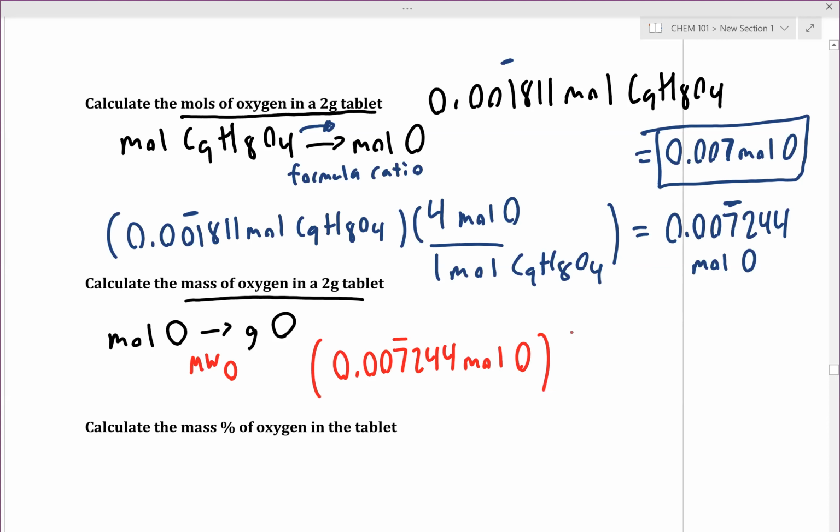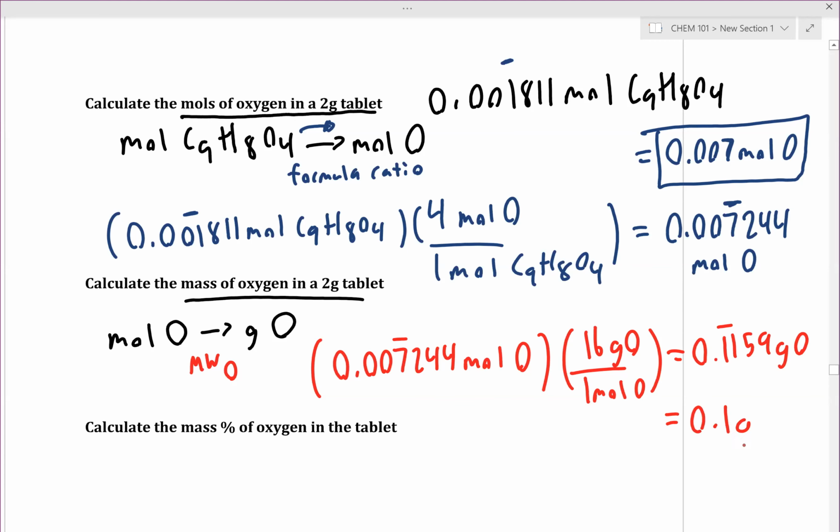And if we're going from moles of oxygen to grams of oxygen, how many grams of oxygen are present in 1 mole of oxygen? 16, exactly right. You get that from the periodic table. I think by the time that you're done with this class, you'll have memorized most of the common atomic masses. So we're just multiplying the value from our previous calculation by 16. And that in turn gives us 0.1159 grams of oxygen. If we had to report a final answer, we just report this as 0.1 grams of oxygen.